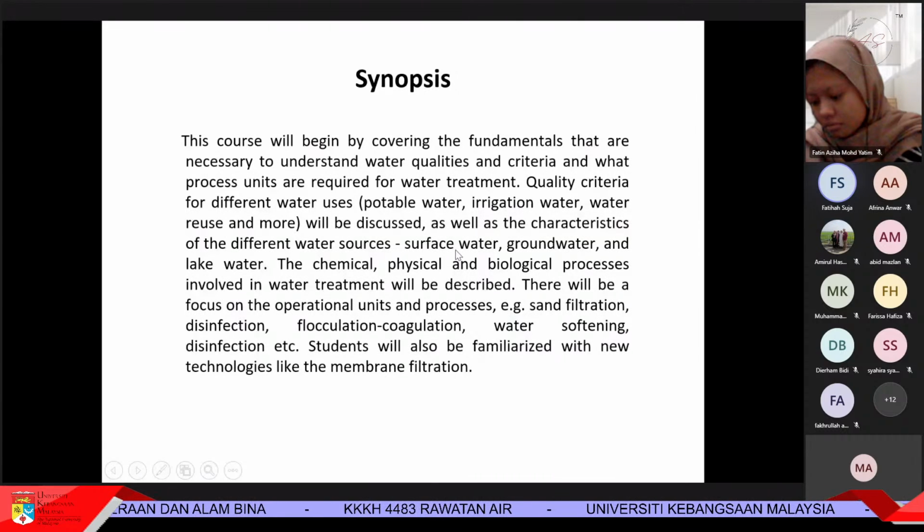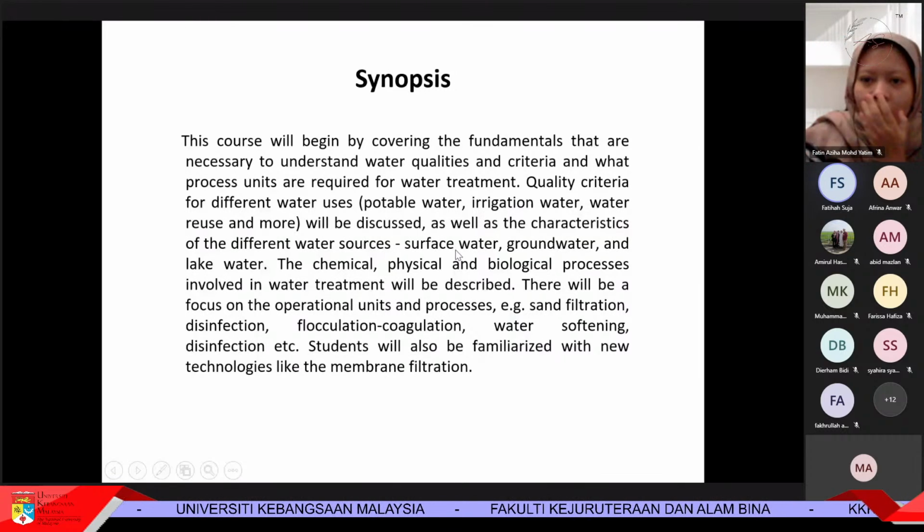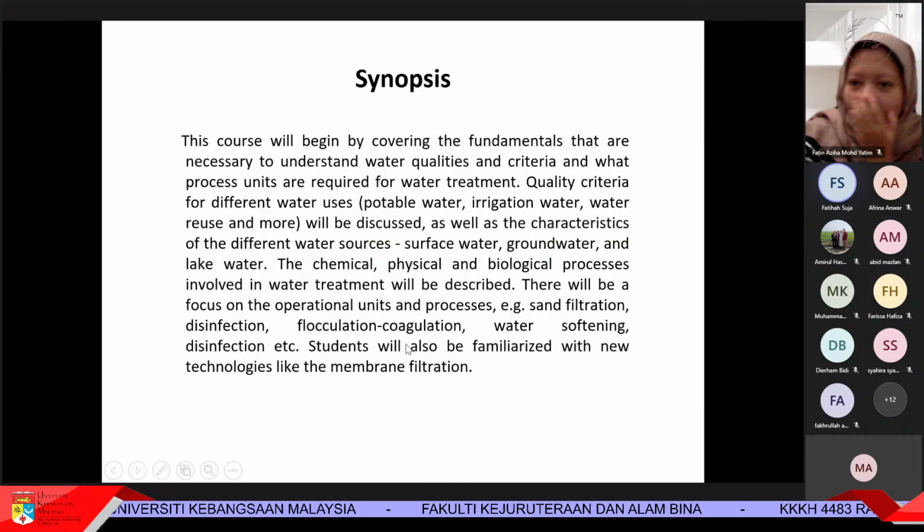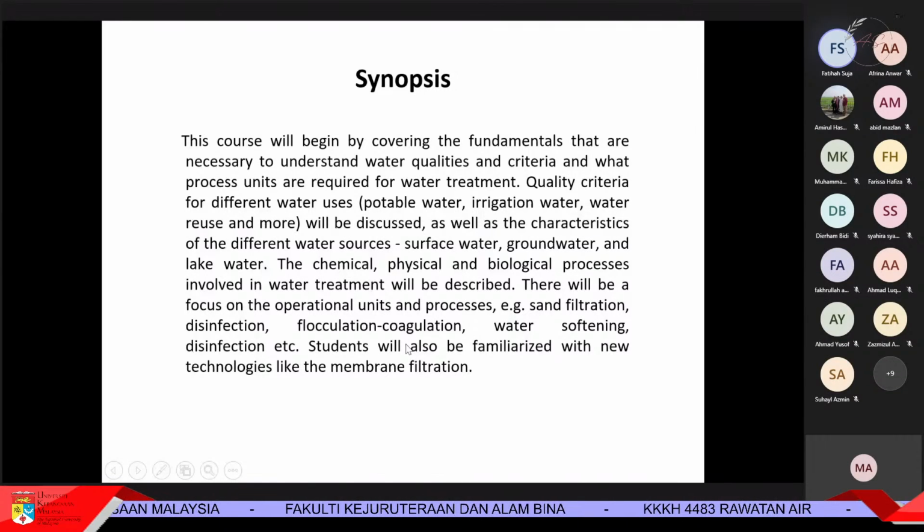The chemical, physical, and biological processes involved in water treatment will be described. There will be a focus on the operational units and processes, sand filtration, disinfection, flocculation, coagulation, water softening, disinfection, and these are quite different from the wastewater treatment. Students will also be familiarized with new technologies like the membrane filtration. Okay.